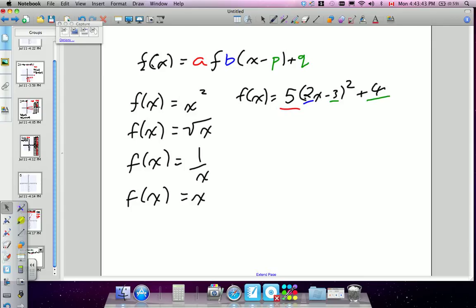This is going to move it left and right. This is going to move it up and down. This is going to vertical stretch and horizontal stretch. Same idea happens in this function here.